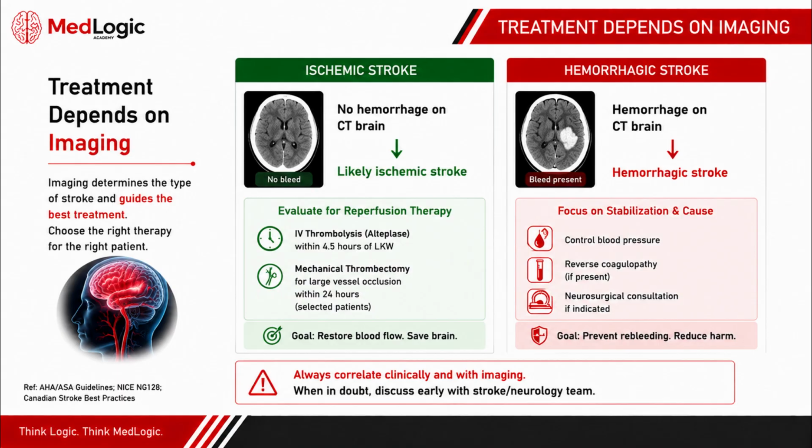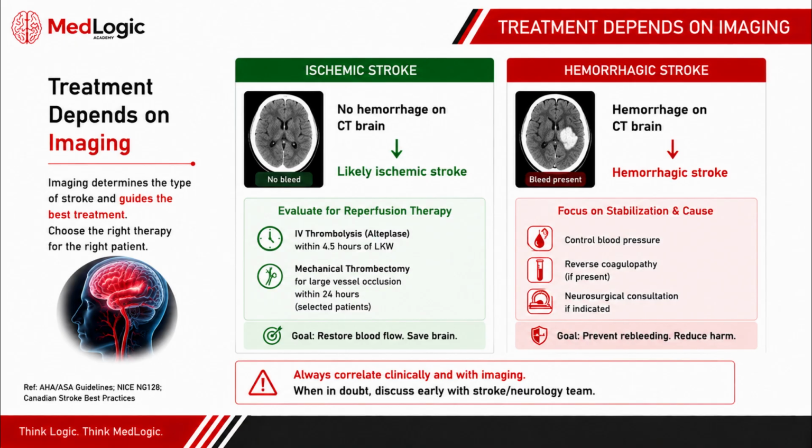Now, management depends on the type of stroke. If CT shows hemorrhage, do not give thrombolysis or antiplatelet treatment. The focus becomes blood pressure control, reversal of anticoagulation if needed, neurosurgical or stroke specialist input, and supportive care. If imaging supports ischemic stroke, then the team checks whether the patient is eligible for reperfusion therapy. This may include intravenous thrombolysis in eligible patients within the appropriate time window. It may also include mechanical thrombectomy in selected patients with large vessel occlusion.